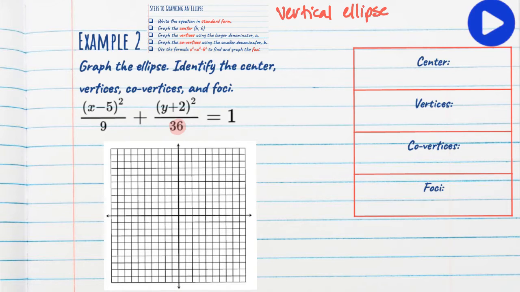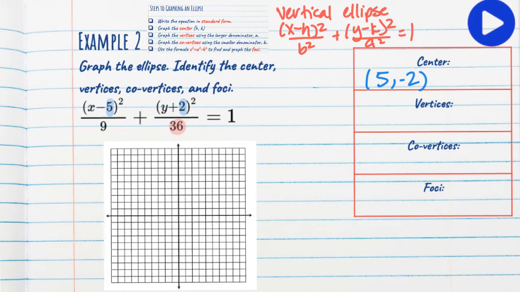And since this is a vertical ellipse, we are going to use the formula (x minus h) squared over b squared plus (y minus k) squared over a squared equals 1. And this is going to help us determine the center of the ellipse. So remember, to determine the center, we always look right here for h and k. That would make h 5 and k -2.